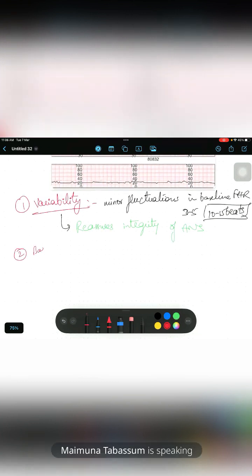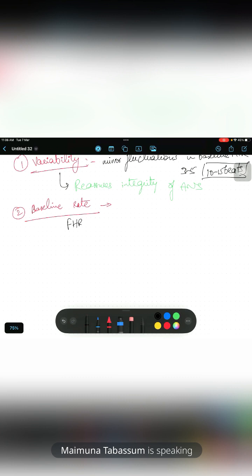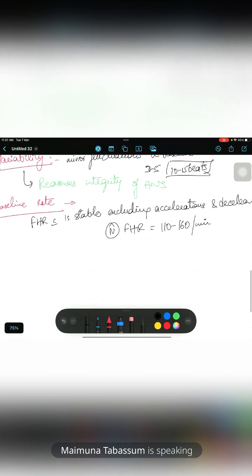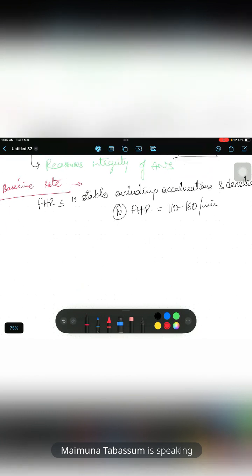Coming to the baseline fetal heart rate. The baseline fetal heart rate is the fetal heart rate which is stable, excluding the accelerations and decelerations. Then what is the normal fetal heart rate? The normal fetal heart rate is 110 to 160 per minute. Then coming to the accelerations.